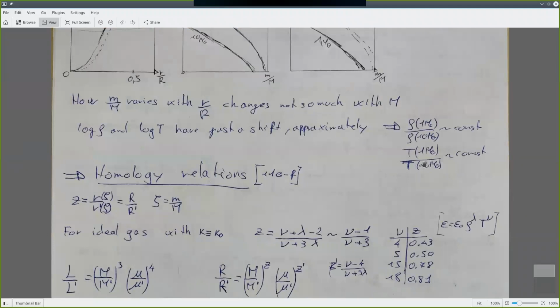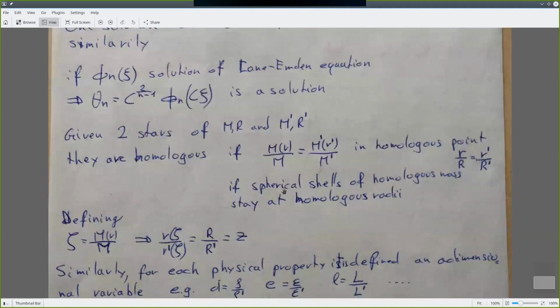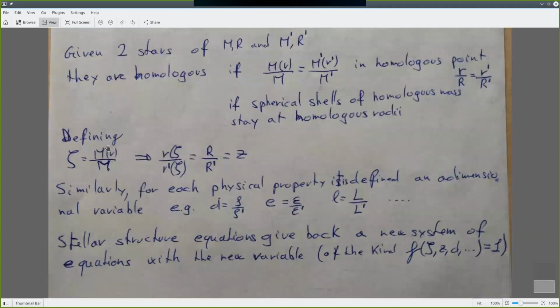change accordingly. The homology relation is a big work. Essentially, you redefine this ratio for the mass, the ratio of the radius with the two parameters, and so on, the ratio for all the other physical properties: density, production of energy, luminosity, and so on.